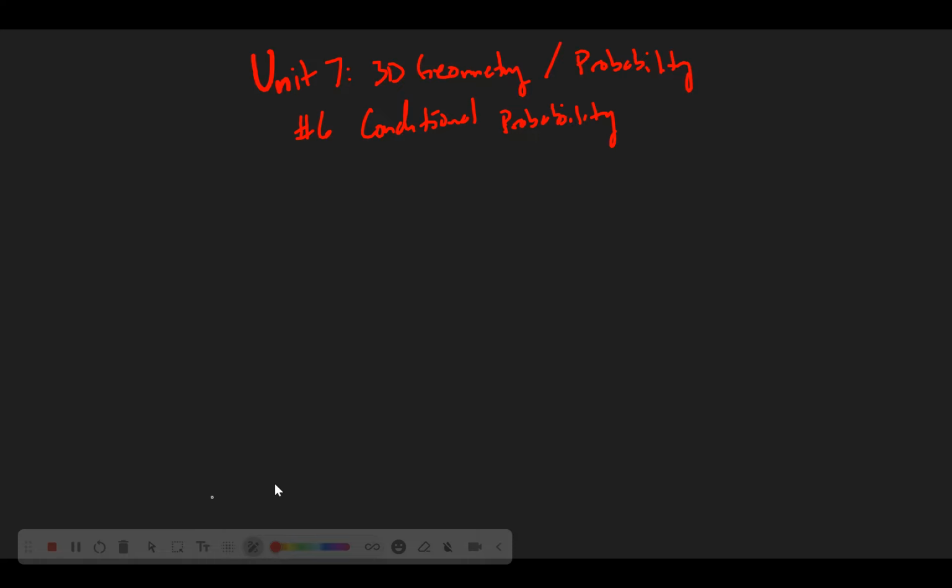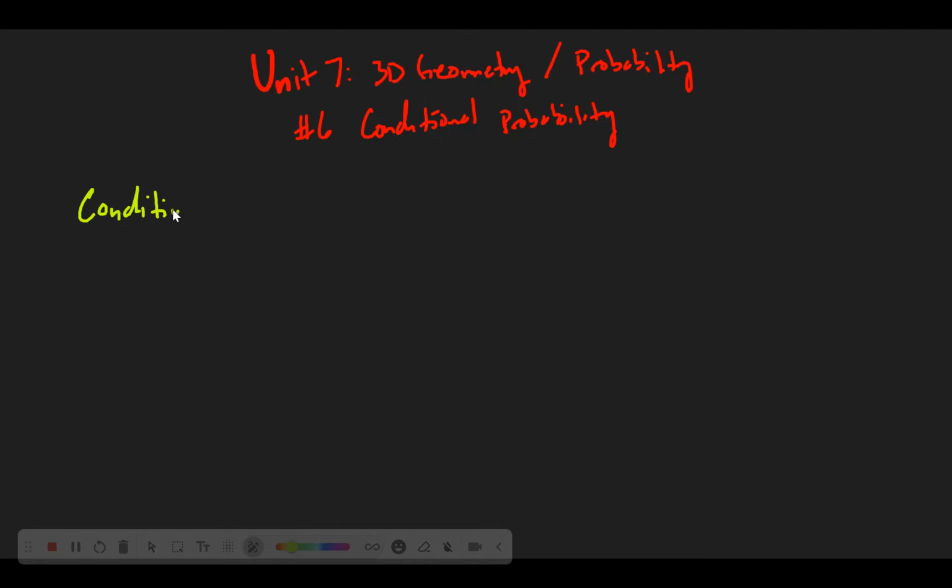So again, this is Unit 7, the last video of Unit 7. Remember, we started off with 3D geometry, finding all of those volumes, and now we're finishing with probability. This is our sixth and final lesson in the unit, on what's called conditional probability. You discussed this a little bit in Algebra 1, but this is a more advanced discussion. So let's define conditional probability.